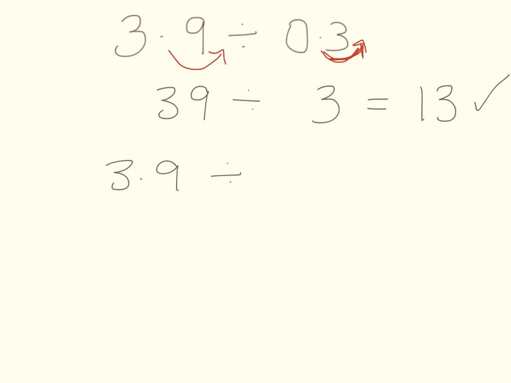3.9 divided by 0.03, I still can't divide by a decimal. So this time that decimal place has to move 2 places. And that will make that into a 3. But if I am moving this one 2 places to there, I have to do the same thing with the original number that I'm dividing into.